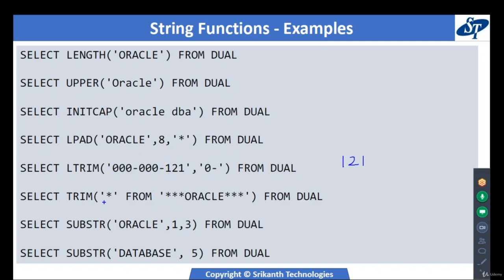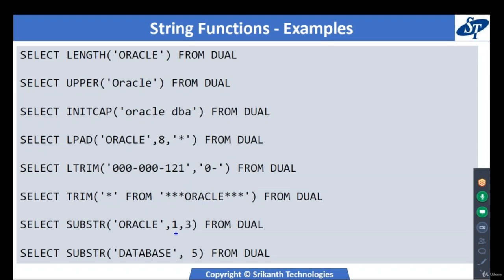And trim, as I mentioned, is to trim all stars that are present in the leftmost and rightmost position. So all leading stars, all trailing stars are gone, because that's what we mentioned. So we want to trim this from this string. The result is going to be just Oracle.